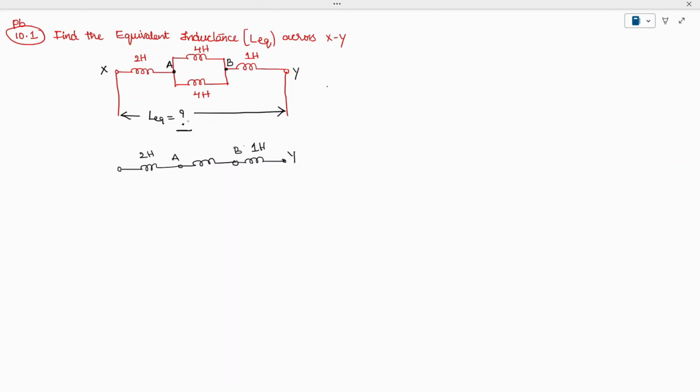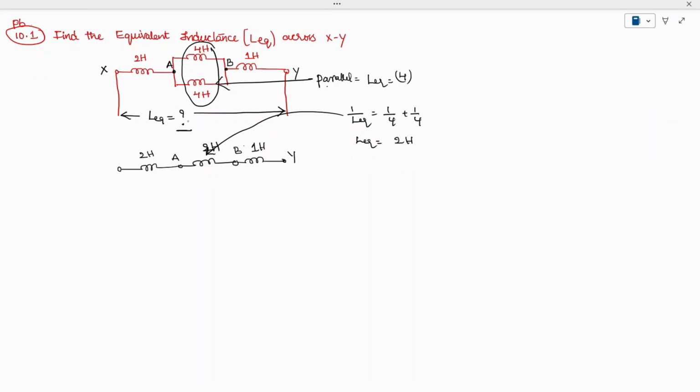I can say that these two inductors are connected in parallel. If two resistors or two inductors are connected in parallel, the formula is the same. So L equivalent is equal to the product of inductance. To calculate, 1 by L equivalent is equal to 1 by 4 plus 1 by 4. From here L equivalent you are going to get as 2 Henry. The value of this one is 2 Henry.